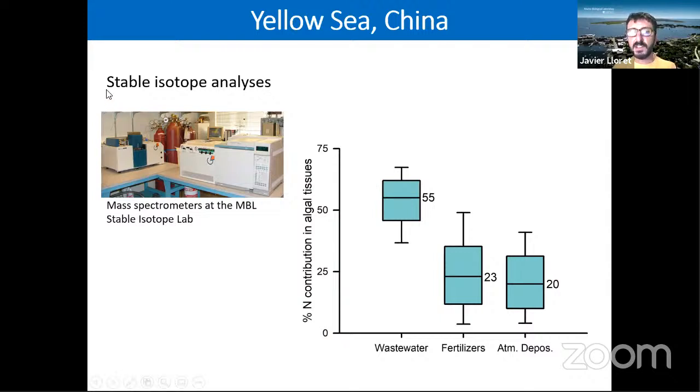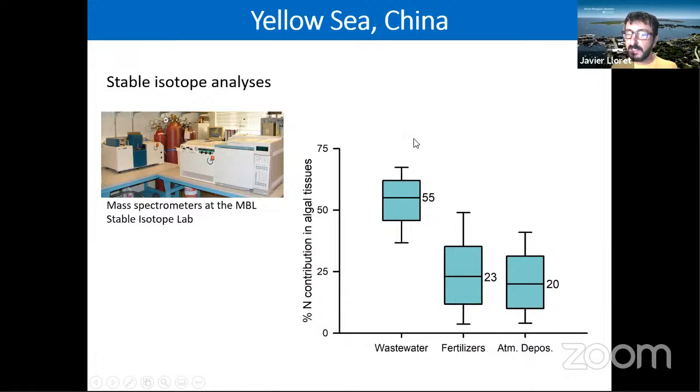In order to answer that question, we analyzed the stable isotopes content in the algae. I'm not gonna bore you with the chemistry of the isotopes of these compounds, but what you need to know is that we can use them to figure out if the nitrogen in the algae comes either from wastewater sources, from fertilizers, or from the deposition from the atmosphere.